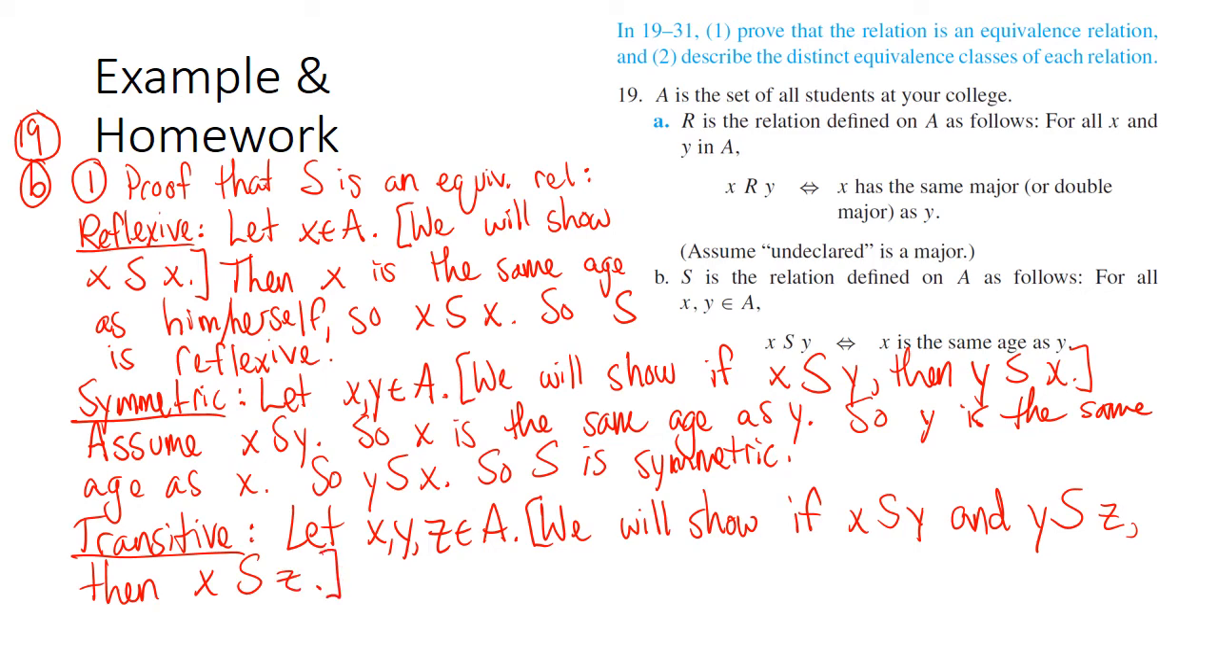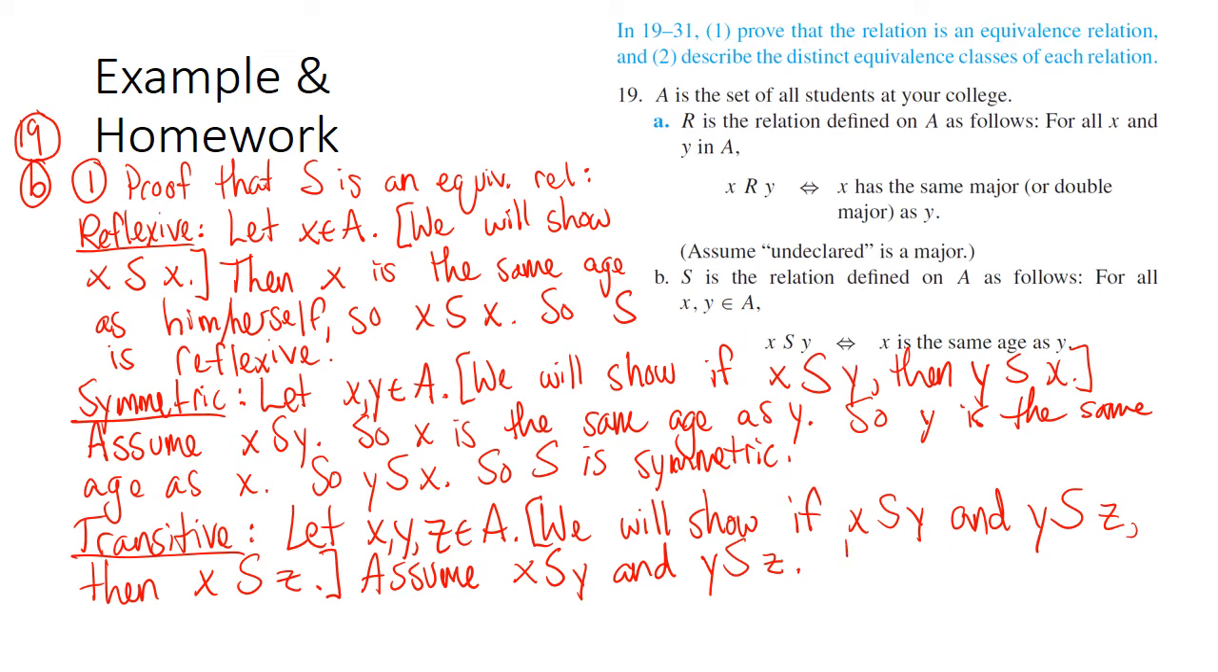And I think it should not be very hard to see why this is true. So again, we're proving an if-then statement, so we're going to assume the if part. So assume x is related to y by S and y is related to z by S. Okay, so we made the assumption of the if part. What do we gain by that assumption? What does that assumption tell us?